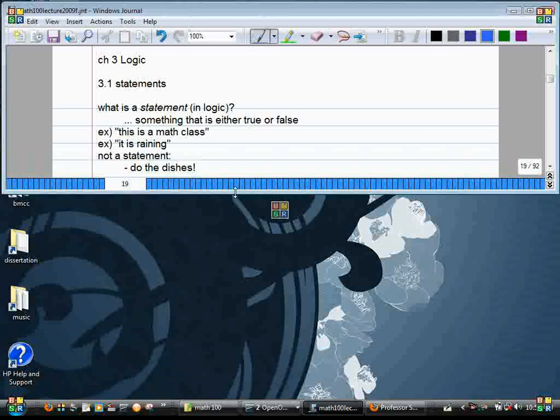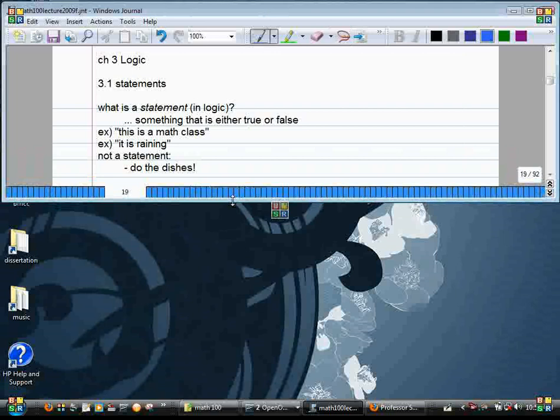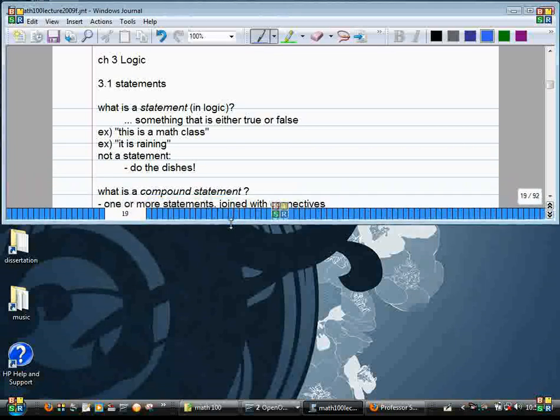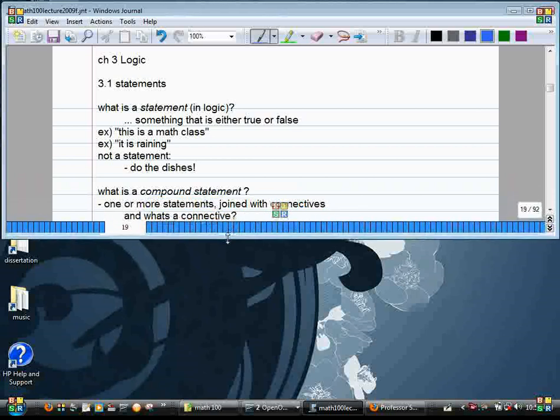Now, of course, we want to be able to say things that are a little more complicated than this. Noun, verb, noun. That'd be very boring if those are the only sort of things we could say. So how do we make more elaborate formations? A compound statement. What is a compound statement? This is one or more statements that are joined with connectives. So you might ask, what's a connective?